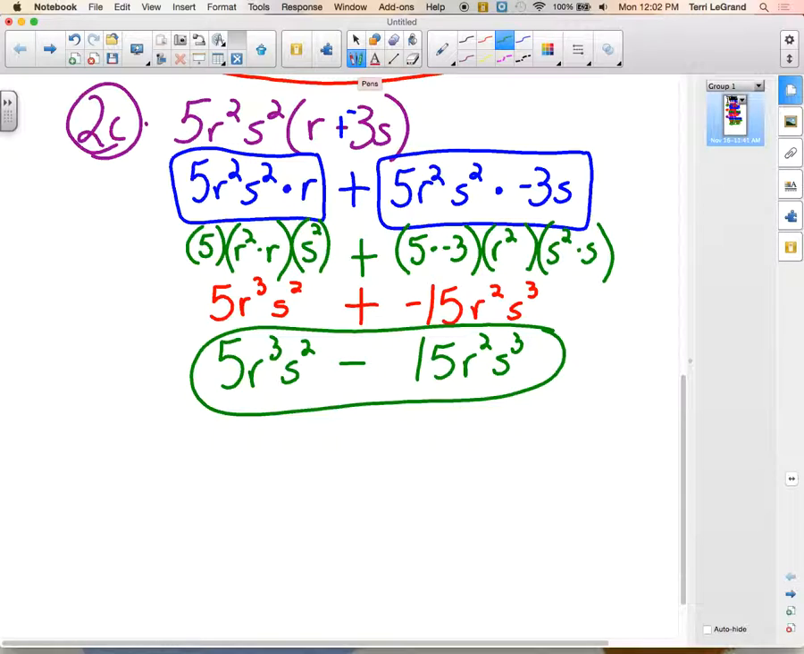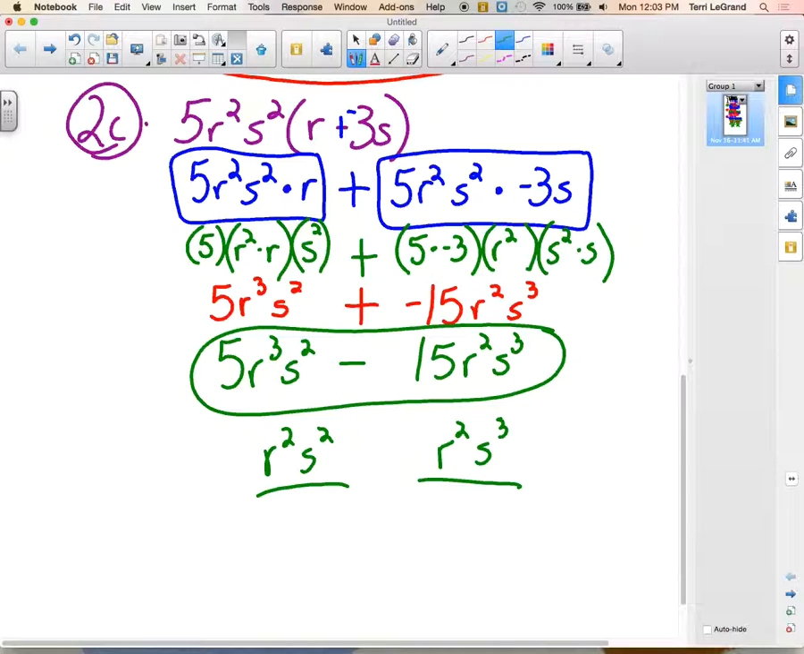The r is not the 5, is it? The r is its own. Like if 5 is r cubed, if that was r squared, what would it be? Well, the other one is r squared. Okay, but even if this was an r squared s squared, r squared s squared is not the same as r squared s cubed. They have to match exactly. Do they match exactly? No. The variable parts have to match exactly for them to be like terms.